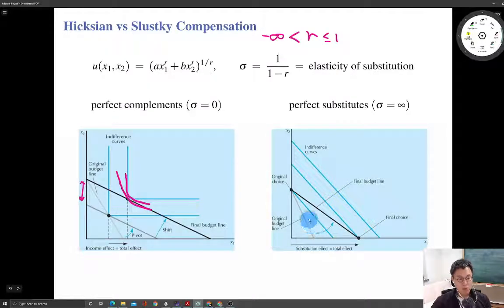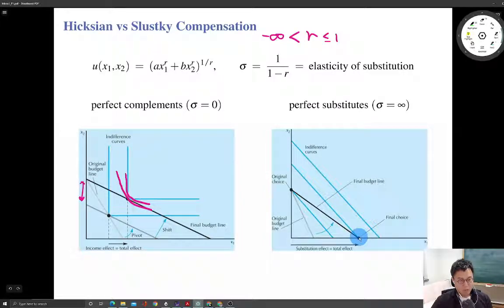All right, and then we consider price changes. The same situation as before. So we consider the situation where the price of good one decreases. So the final budget line will shift out as indicated by this solid black line. So this is the final choice.